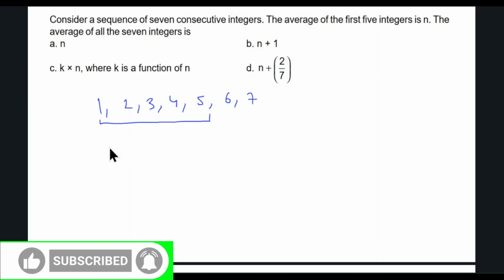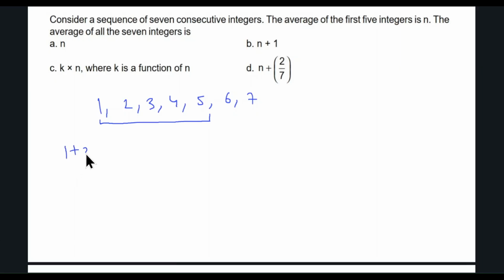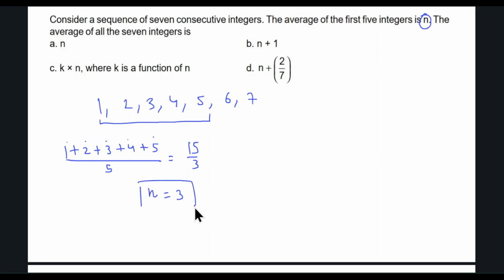So the average of 1 to 5 is just the sum of all divided by 5, right? So it will be 1 plus 2 plus 3 plus 4 plus 5, divided by 5. If you add all this, you will get 15. 15 divided by 5 is just 3, and that they are considering as n. So I got the value of n as 3, right?